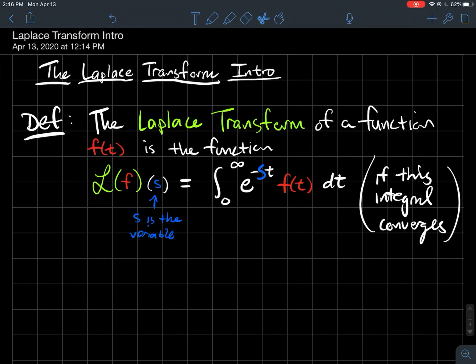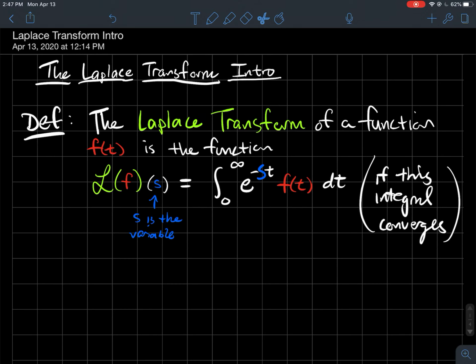Alright, this is a short video that is an introduction to the Laplace transform. So, the Laplace transform of a function, the input function if you want to call it that, the red f here, is itself a function. So it's going to be denoted by this fancy L, and you're plugging in this function f, and it spits out a new function whose independent variable is s.